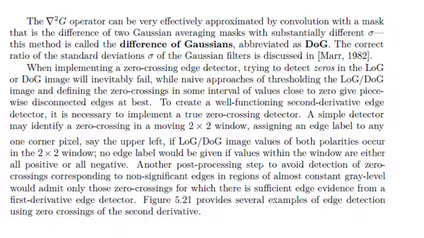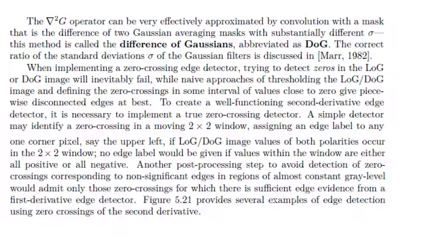That is, we design a simple detector that may identify a zero crossing. We use a small 2 cross 2 window and assign an edge label to any one of the corner pixels. It can be upper left, upper right, bottom left or bottom right. If the LoG or DoG image values of both polarities occur in the 2 cross 2 window, then an edge label is given; no edge label is given if the values within the window are either all positive or all negative.